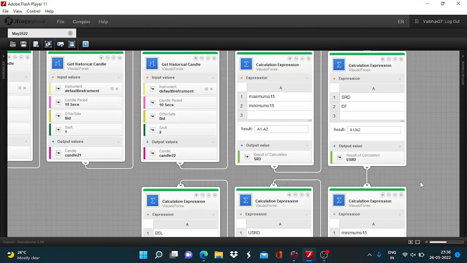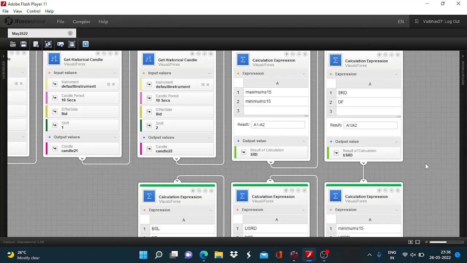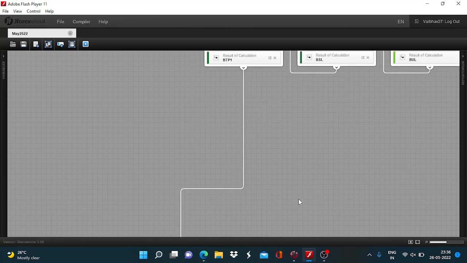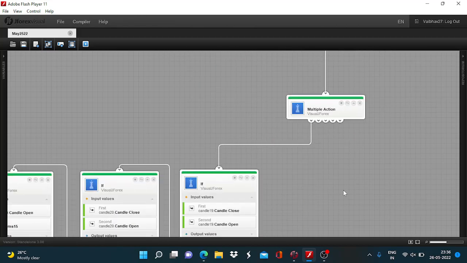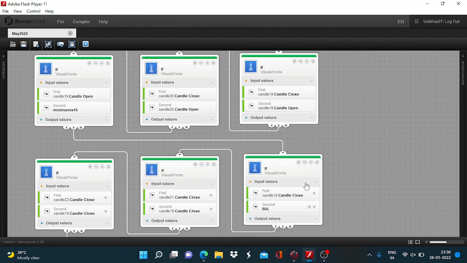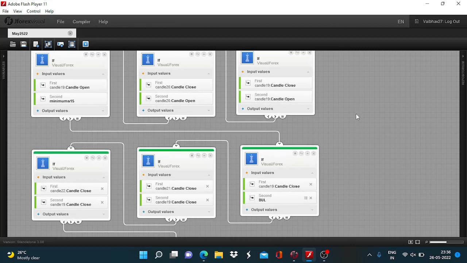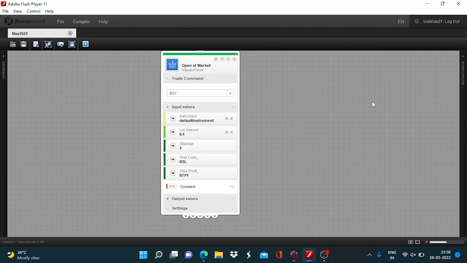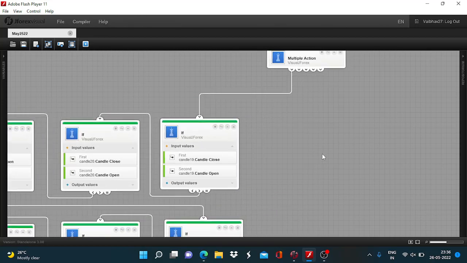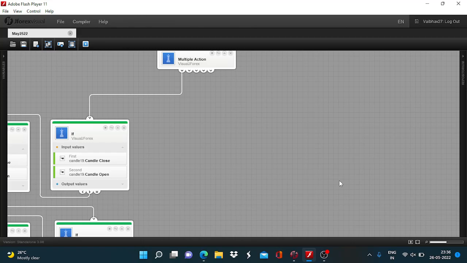Then we have created these variables to set certain conditions as per our requirement, which I will give you a refresher on very shortly. And these are the conditions which we have put in place for the execution of the buy trade. This is the trade command block. Now we have to create a mirror image of this. We have to set the conditions for the sale trade.